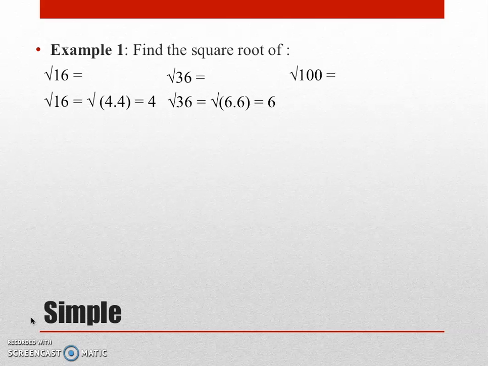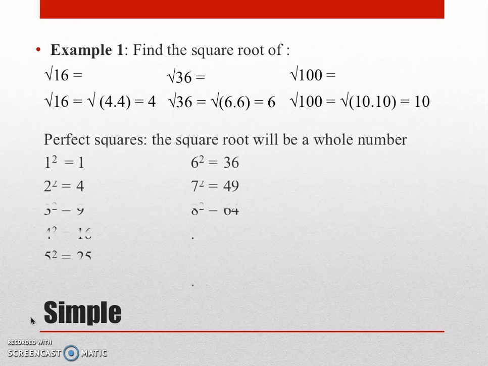How about the square root of 100? 100 is 10 times 10. So the square root of 100 would be 10. And if you look, all these numbers are whole numbers. So we call these perfect squares. When the square root is a whole number, that square is a perfect square.